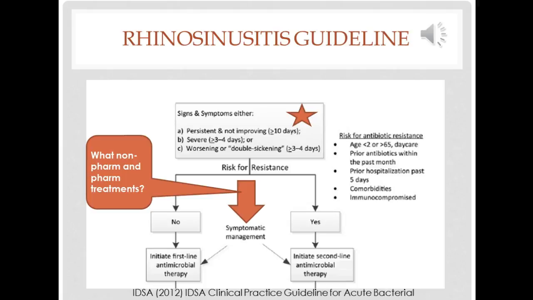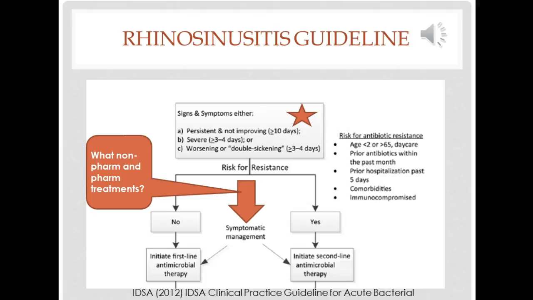Well, let's think about people who are very young or very old. Those children in daycare have high levels of antibiotic resistance. It's often from many treatments for otitis media, which is very common as well. Anyone who's had prior antibiotics in the past month, and that was our case C, prior hospitalization in the past 5 days, none of our people are there. Comorbidities and immunocompromised, like our diabetic patient, may be somebody that we want to look at. So we kind of figure out, are they going to have resistance?